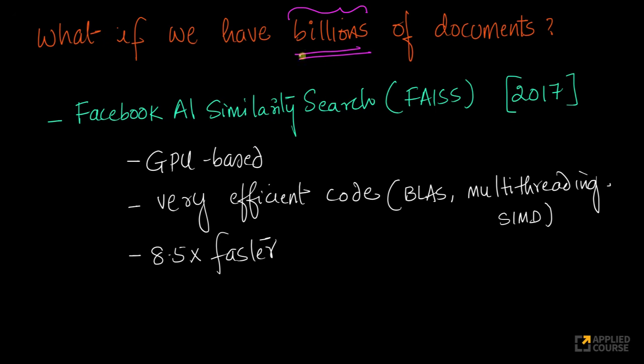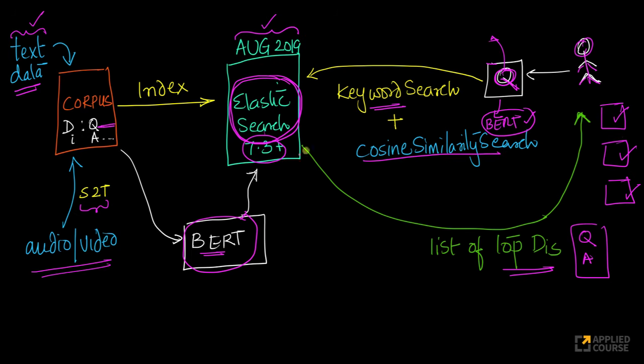But when it comes to billions of documents, again, I haven't tried the Elasticsearch cosine similarity on billions of documents because I don't have access to that much data. But if you were to design this solution for billions of documents, it's certainly a good thing to first try Elasticsearch. If it works, great.